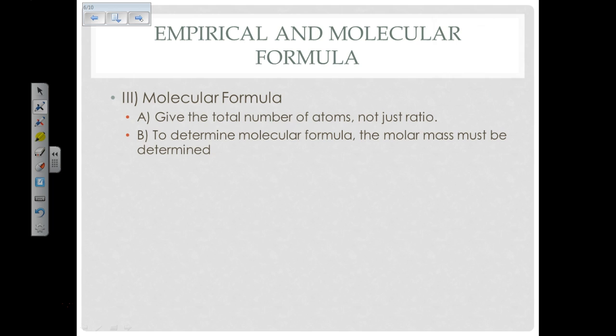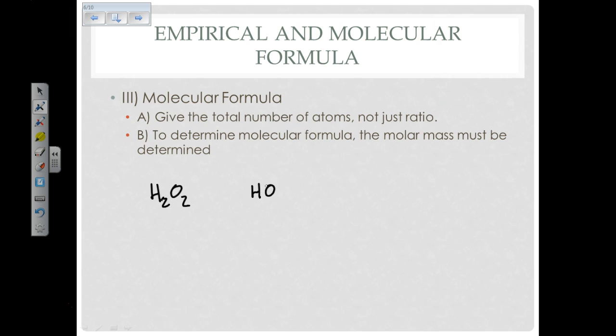Now, a molecular formula, instead of giving you the lowest whole number ratio, can give you the total number of atoms in the molecule. For example, a very common one of these is hydrogen peroxide. Hydrogen peroxide, you may or may not know, is H2O2. But notice that it's 2 to 2. This is a molecular formula because we know that there are 2 hydrogens and 2 oxygens in the compound. The empirical formula would be HO.